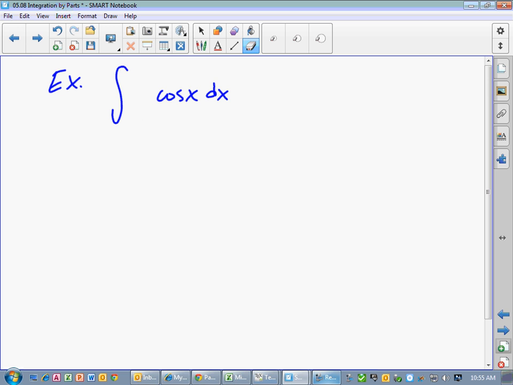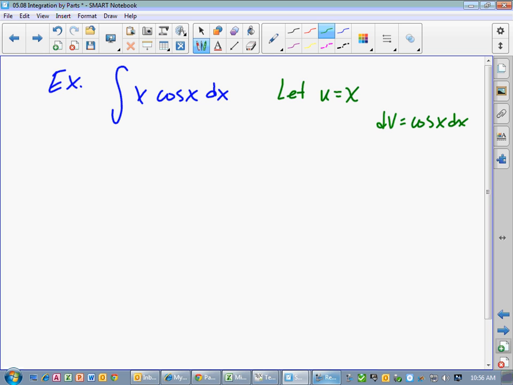So I'm going to start by saying, you know what? Let's let u equal x. Okay. I'm going to say, let's let dv equal cosine of x dx. Now, if I take the derivative of x, what do I get? 1, or just dx. And if I know the derivative of v is cosine, then v must be sine.